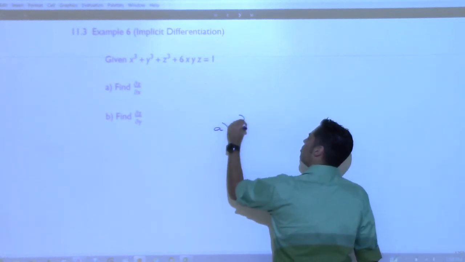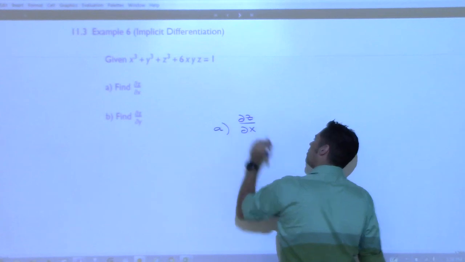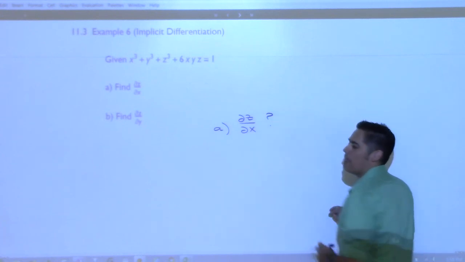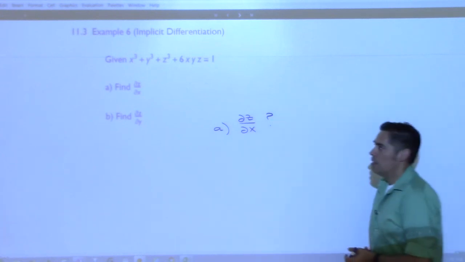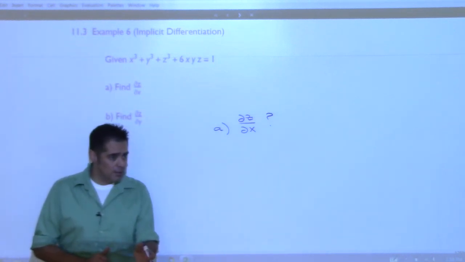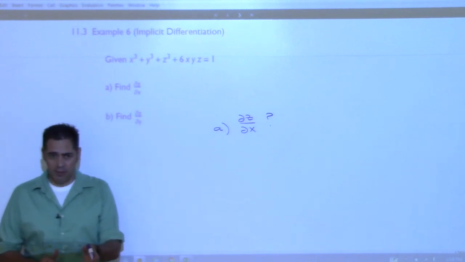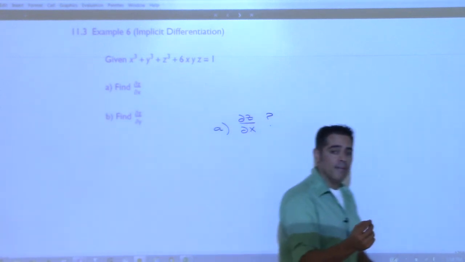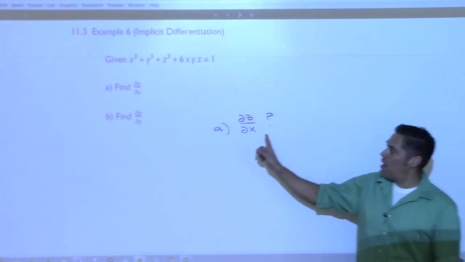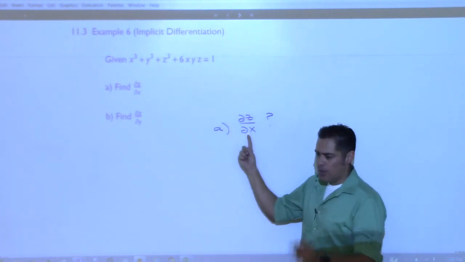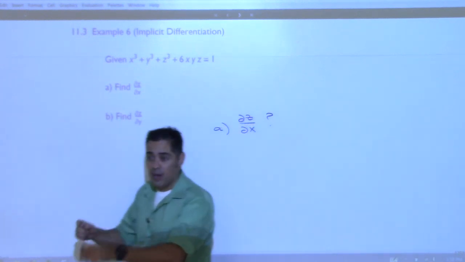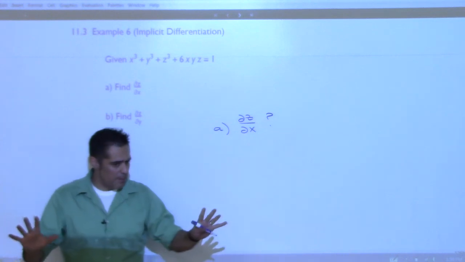I'm taking the partial of z with respect to x. That's what I want, right? I want us to find this. So that means I'm doing a partial derivative with respect to x, right? Which means I'm holding which variable constant? Y. And z, we are going to assume, is a function of both x and y. So in this problem, we treat x like a variable, we treat y like a constant, and we treat z as if it is a function of x and y. Let's see how that plays out, all right?